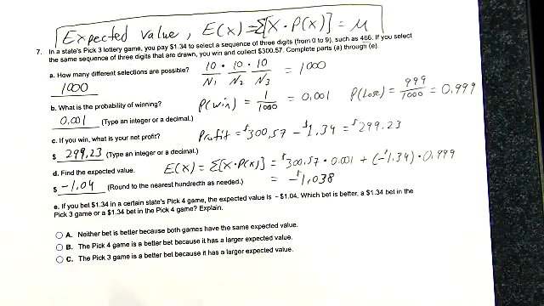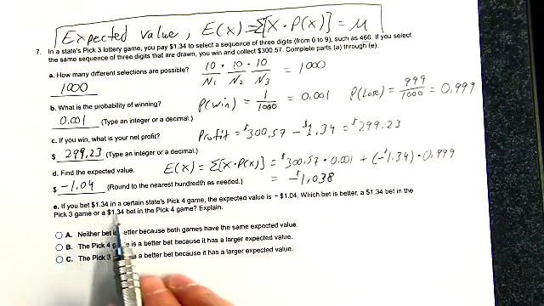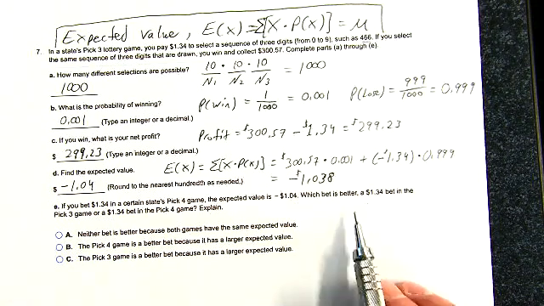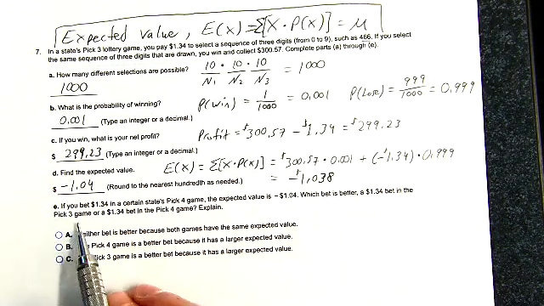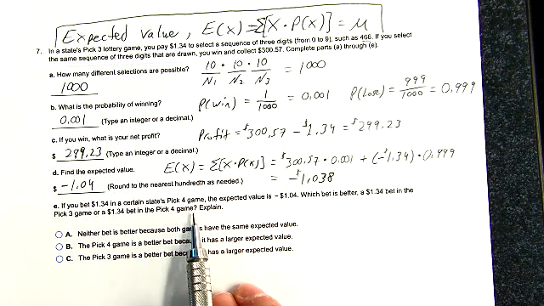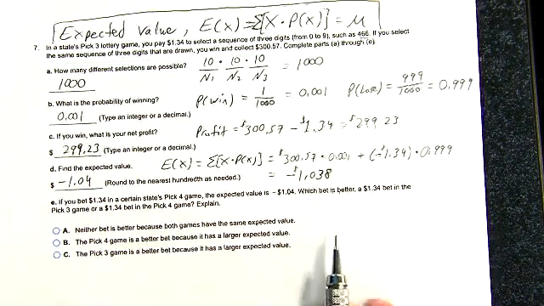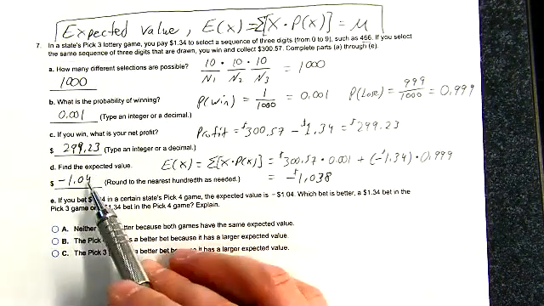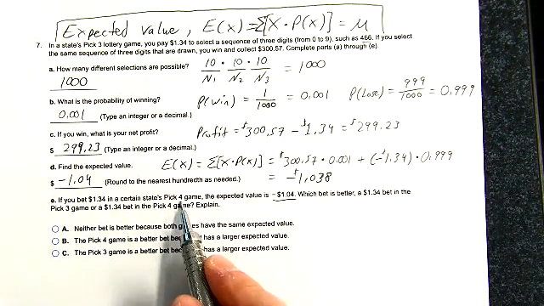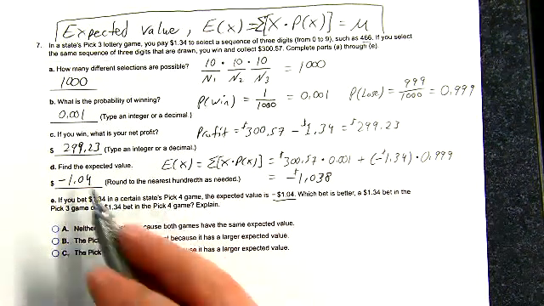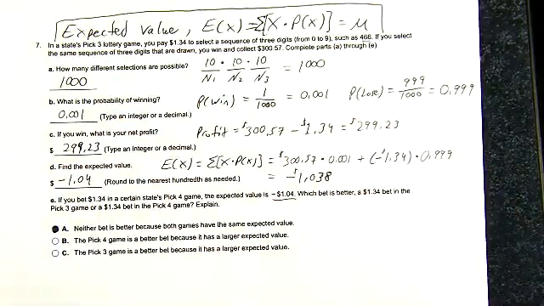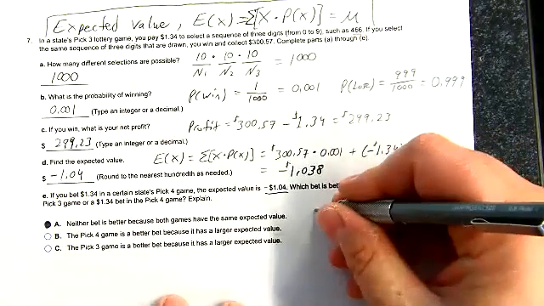Okay, so if you bet $1.34 in a certain state's pick 4 game, the expected value is negative 1.04. What bet is better? A $1.34 bet in the pick 3 game or a $1.34 bet in the pick 4 game? I'm not psyched about this question. It's better if they change the numbers. Notice that this expected value is a negative $1.04. This one's negative $1.04. The difference is in the pick 4 game, there's 4 numbers instead of 3. These are the same, so neither is better. How would you know which one's better? The bigger E of x is, the better.